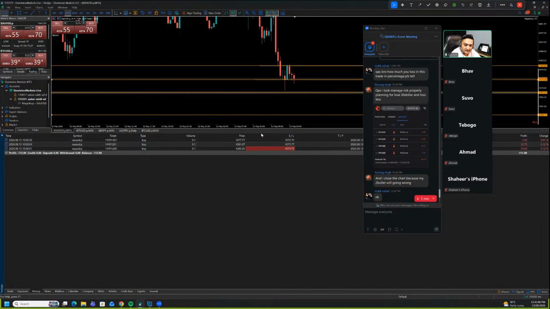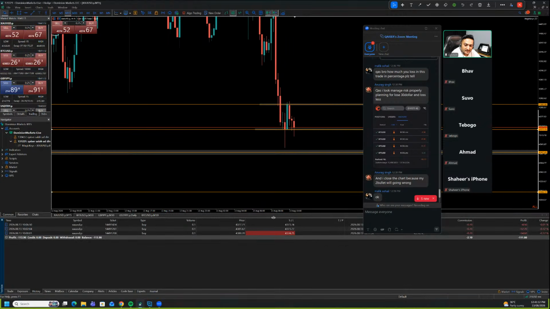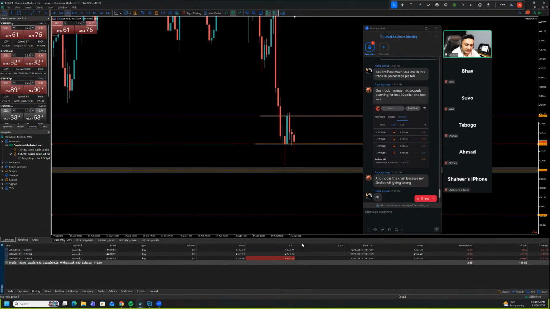So look at this one. These three positions managed to lose less. Even though it had a $200 stop loss, I managed to lose only about $110. So as I managed risk properly, planning to lose $30, I lost less.